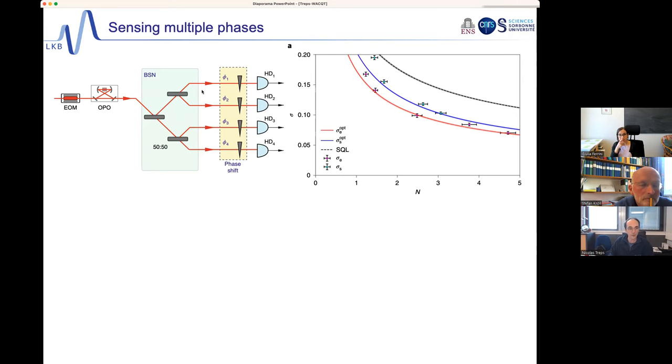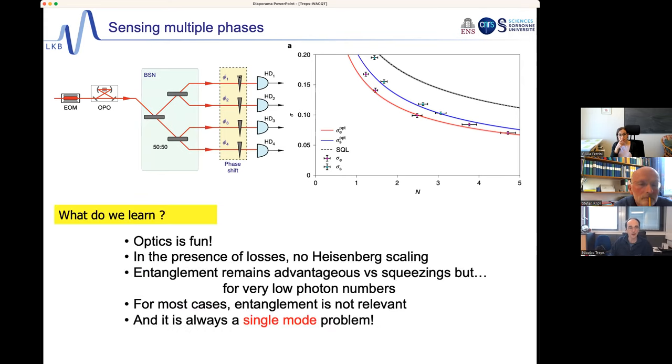And so they did it twice, so they get four entangled beams here, for four phase measurements, and they look at the sensitivity as a function of the number of photons. So it's still very weak beams. And what you have here is the standard quantum limit. What you have in blue is the sensitivity you get if you put one squeeze beam on each phase measurement. And in red, what you get if you put only one squeeze light, but that you share and that you use entanglement.